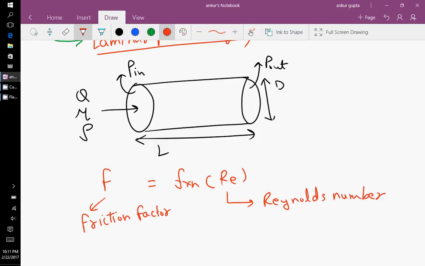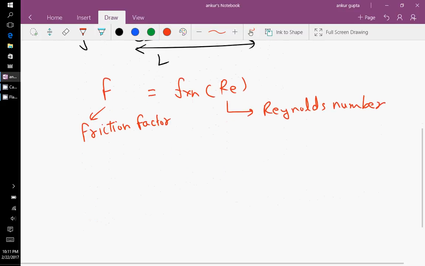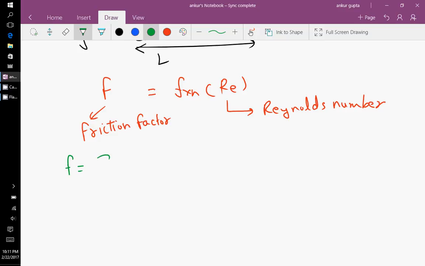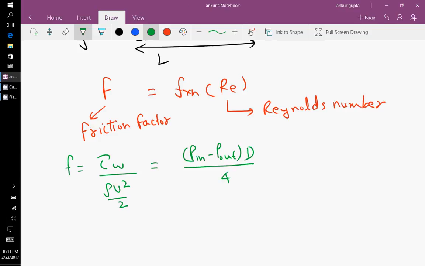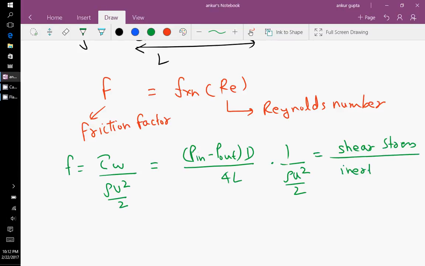To refresh your memory, friction factor is tau wall by rho u square by 2, where u is the velocity, or tau wall can also be written as P in minus P out into d by 4L. We derived that tau wall is equal to P in minus P out into d by 4L using force balance, and then this is divided by rho u square by 2 as before. We call this friction factor a ratio of shear stress to inertial stress. I'm just recapping a few things that you already know, just in case you have forgotten them.